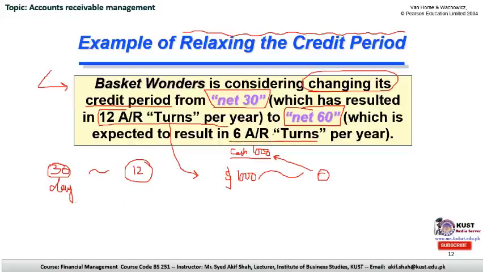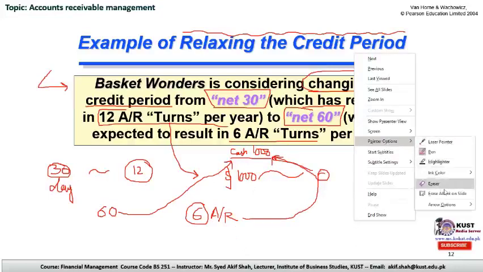We know that if the customers are paying their obligation within 60 days and this accounts receivable is converted into cash after 60 days, then if we divide 365 days by 60, we will have the resultant value of 6 accounts receivable turns. Now what does it mean? If the company changes its credit period, then on average 6 times in a year, the company will turn its accounts receivable into cash, or collect its accounts receivable.